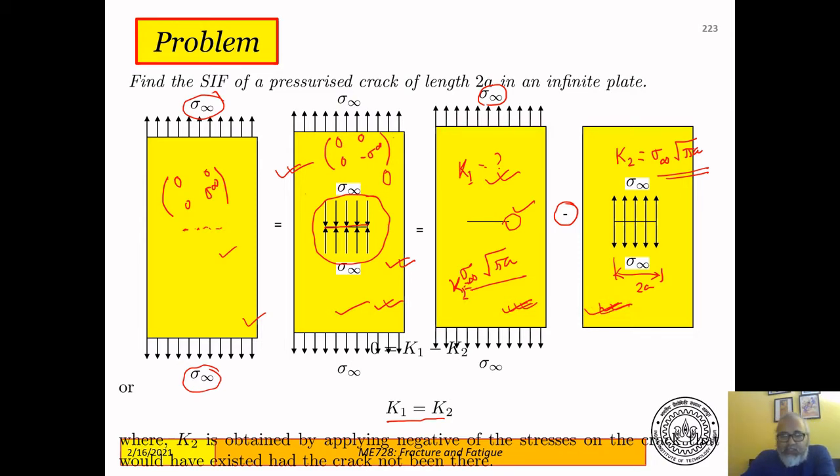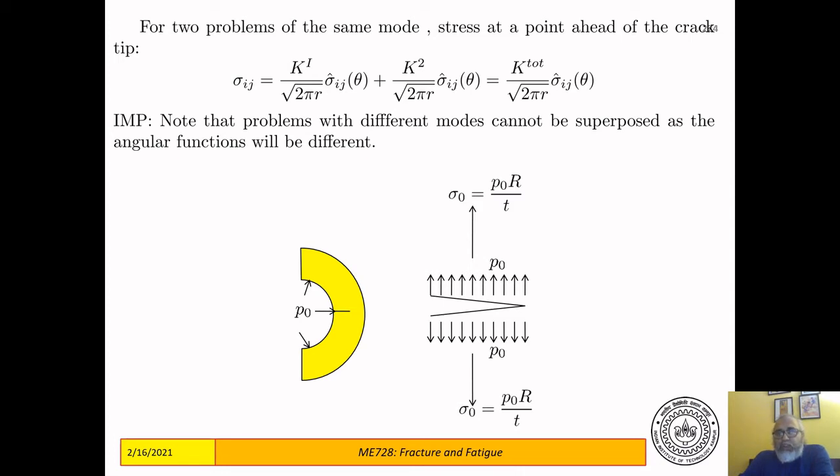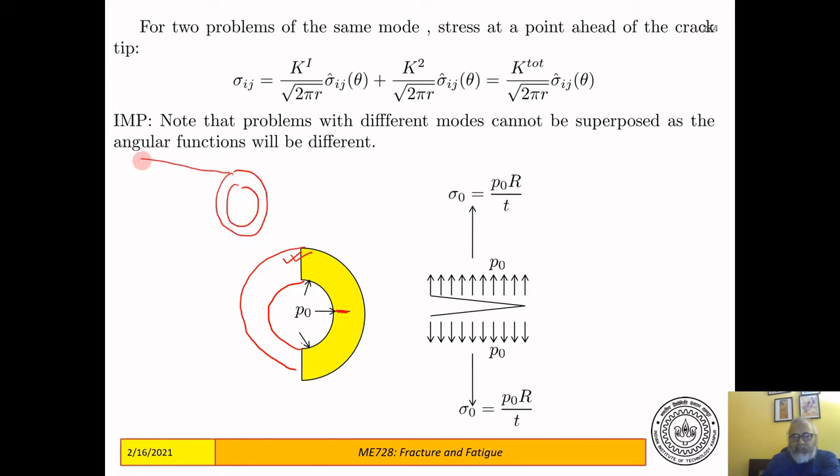In fact, the principle of superposition can be used when you have two problems of the same mode and you want to find the stresses ahead of the crack tip. So look at this problem. In this problem, the crack is being opened by two. This is part of a thick cylinder, which has a crack like this. So if you look at the cylinder, if you look at the cross section, it's a long plane strain cylinder.